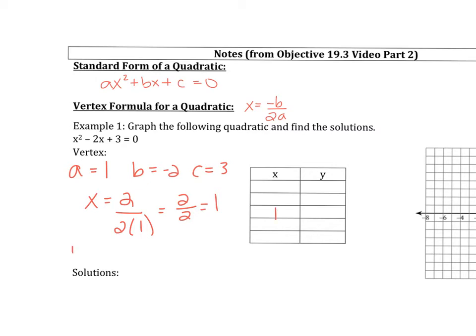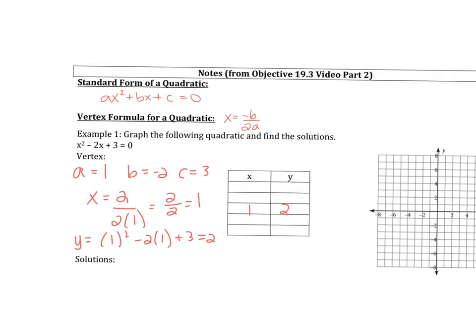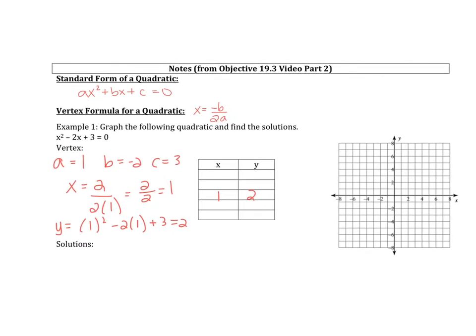I'm going to go ahead and plug that in here. And then to find our y, we just plug that into our equation. So 1 squared minus 2 times 1 plus 3, and you can type that in your calculator or do it in your head. Either way, you're going to get 2. So we're looking at the point (1, 2), and we're going to go ahead and plot that on our graph. It's going to be right there.